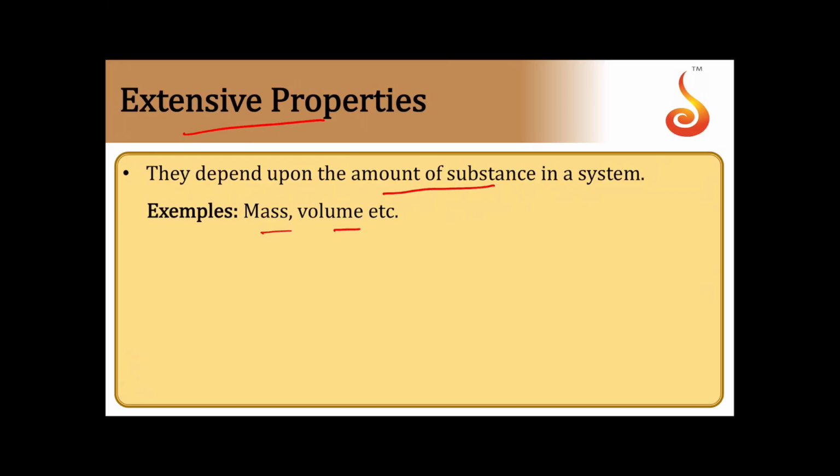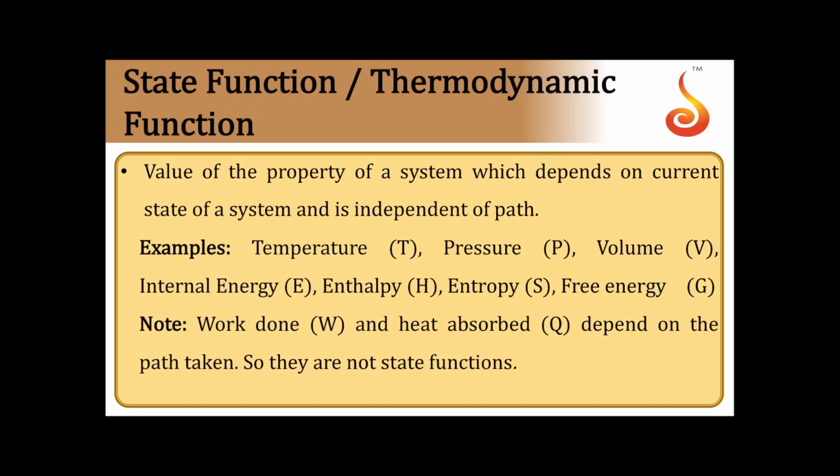An extensive property is an additive property of a system. It means if you take 10 grams of one substance plus 10 grams of another substance, you are going to get 20 grams of the mixture. We are in a position to add 10 grams of one substance to 10 grams of another to get 20 grams of the mixture. So mass is additive in nature, hence mass is said to be an extensive property. A property which depends upon how much we take, not on what we take, is called an extensive property.